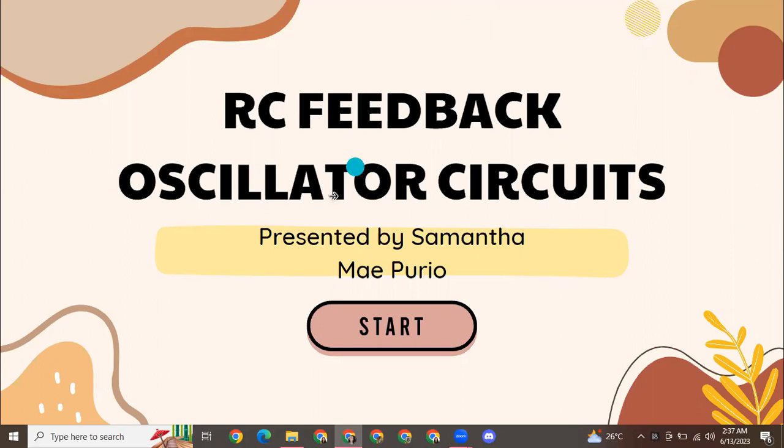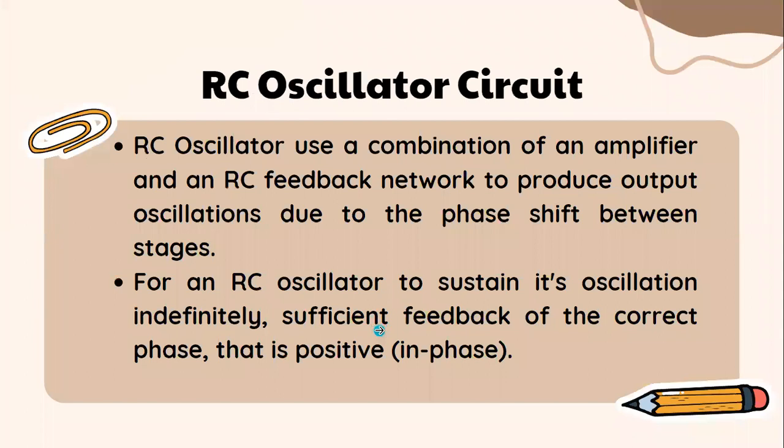RC oscillator circuit uses a combination of an amplifier and an RC feedback network to produce output oscillations due to the phase shift between stages. And for an RC oscillator to sustain its oscillation indefinitely, sufficient feedback of the correct phase, that is positive or in phase, is needed.